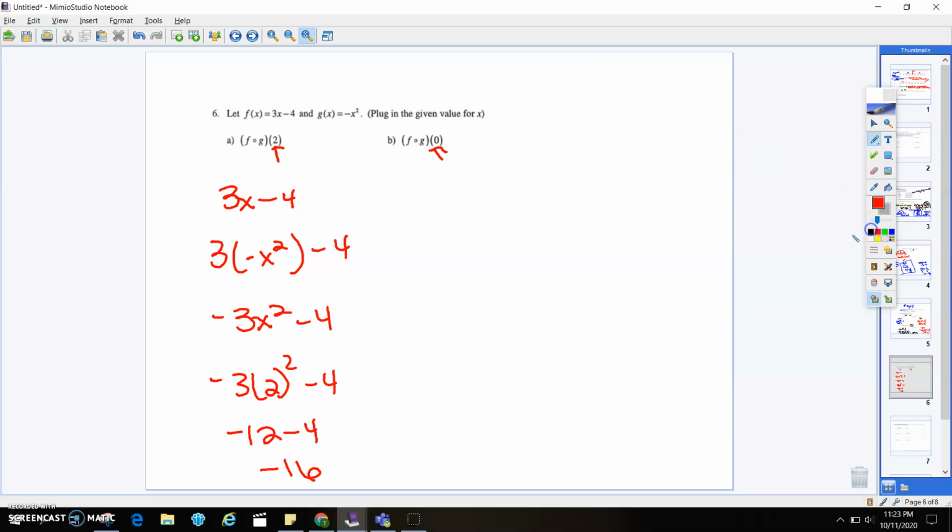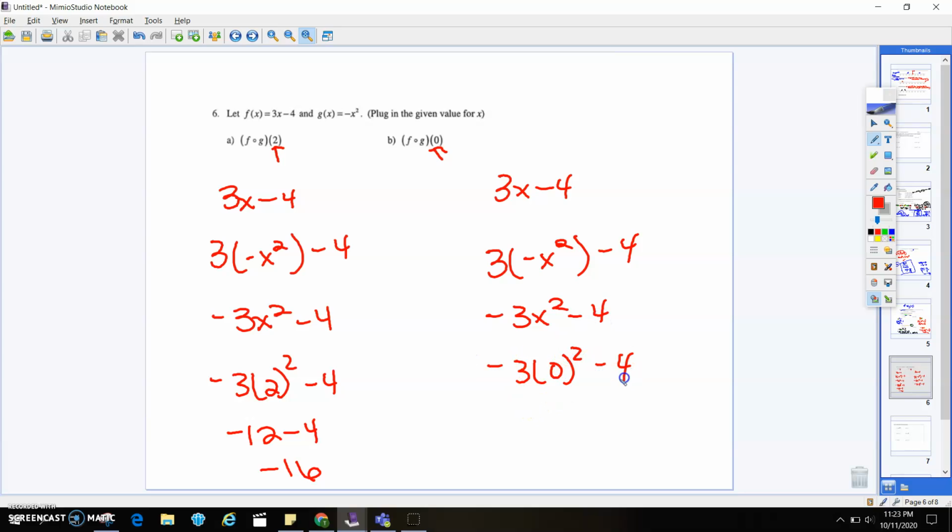Okay, so we've got f, which is 3x minus 4. We plug in negative x squared, which is 3 times negative x squared minus 4. And then we're going to simplify, which is negative 3x squared minus 4. We're going to plug in 0 in for x. 0 squared is 0. 0 times negative 3 is 0. 0 minus 4 is negative 4.